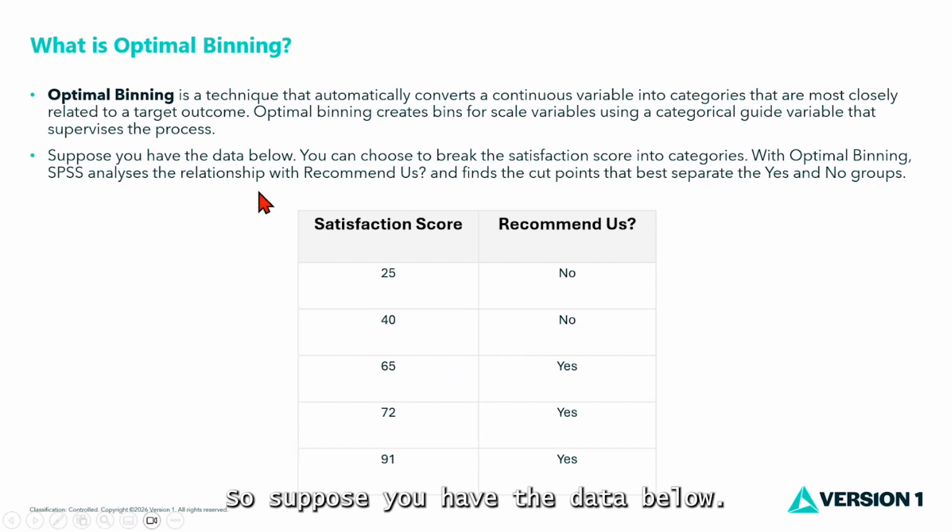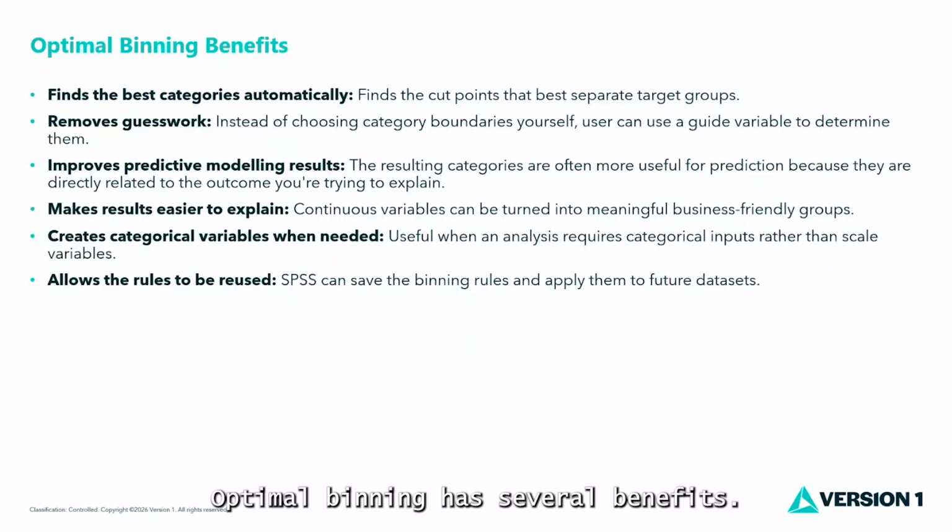So suppose you have the data below. We have the satisfaction score, and would you recommend us? You could choose to break the satisfaction score into categories. With optimal binning, SPSS analyzes the relationship with recommend us and finds the cut points that best separate the yes and the no groups.